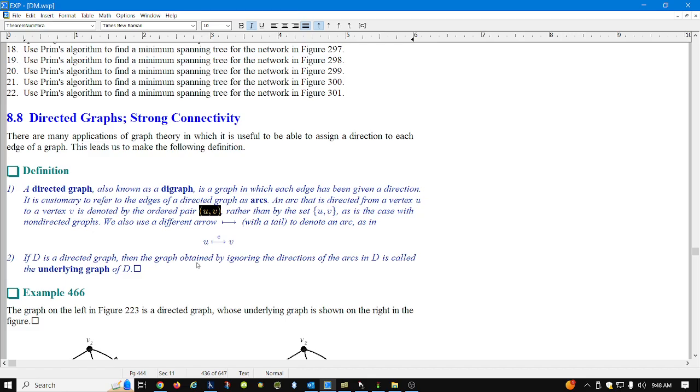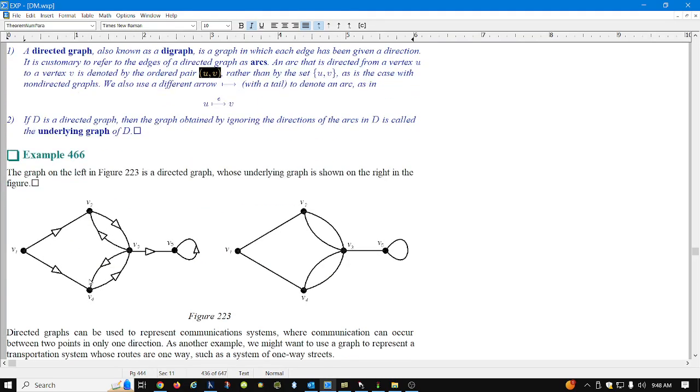A directed graph, if you ignore the directions, what you get is what is called the underlying graph for that directed graph. So for example, here's a directed graph. The arrows indicate the direction of each arc. If I remove the arrows, ignore the directions, I get the underlying graph, which is on the right here.